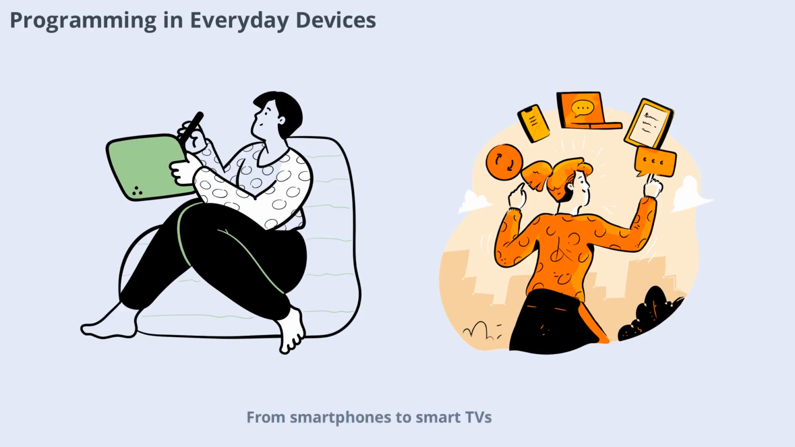From smartphones to smart TVs, programming languages are inside almost every device we use. They make our gadgets smart, responsive, and able to connect with each other. This shows just how important programming is in our daily lives.